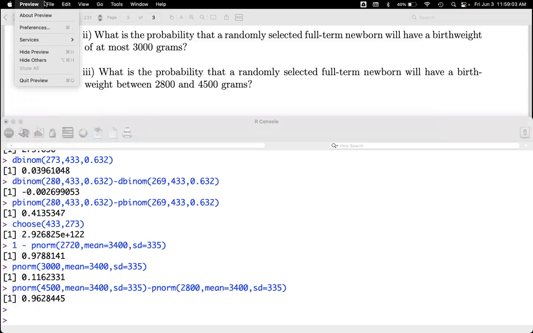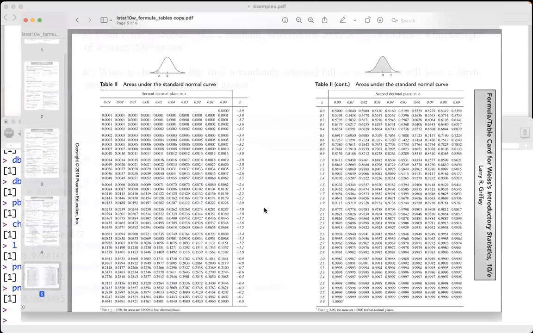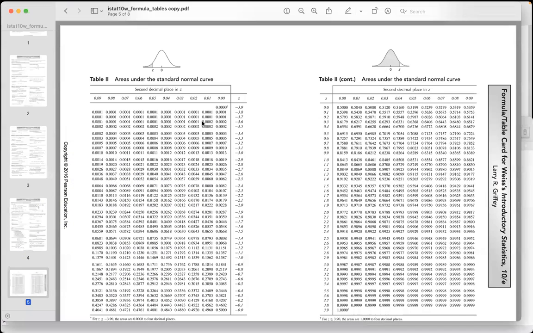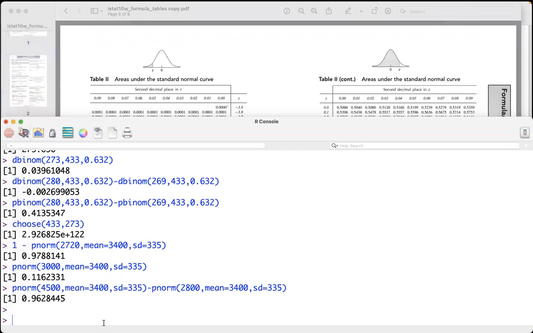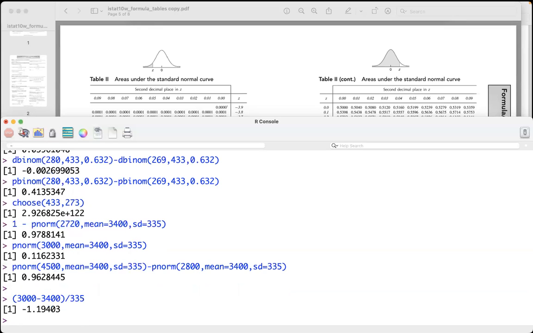I might have closed it already. So let's go back and find our standard normal table here. And what I want to do is use R and find the standard values. For example, let's do 3,000. I think that one would be the easiest. Let's take 3,000 minus the mean divided by the standard deviation. And then that's going to be our Z value.